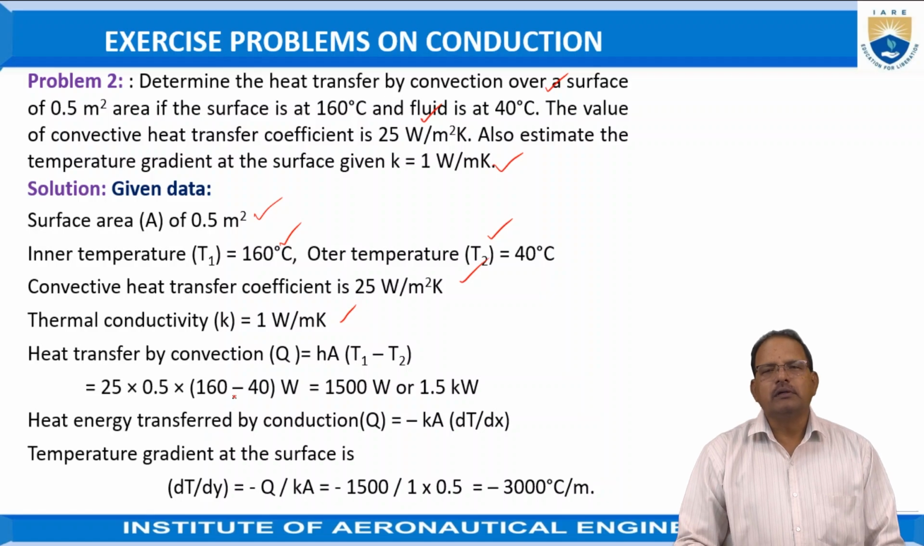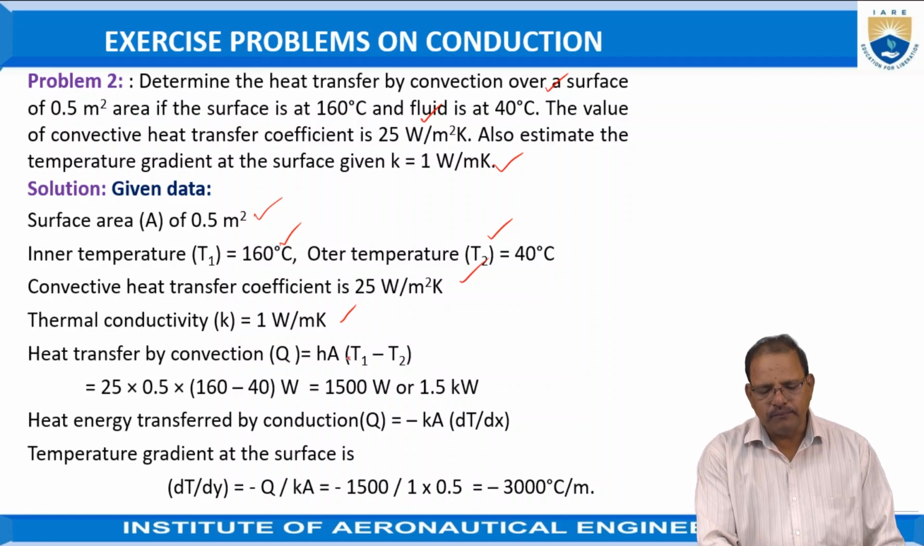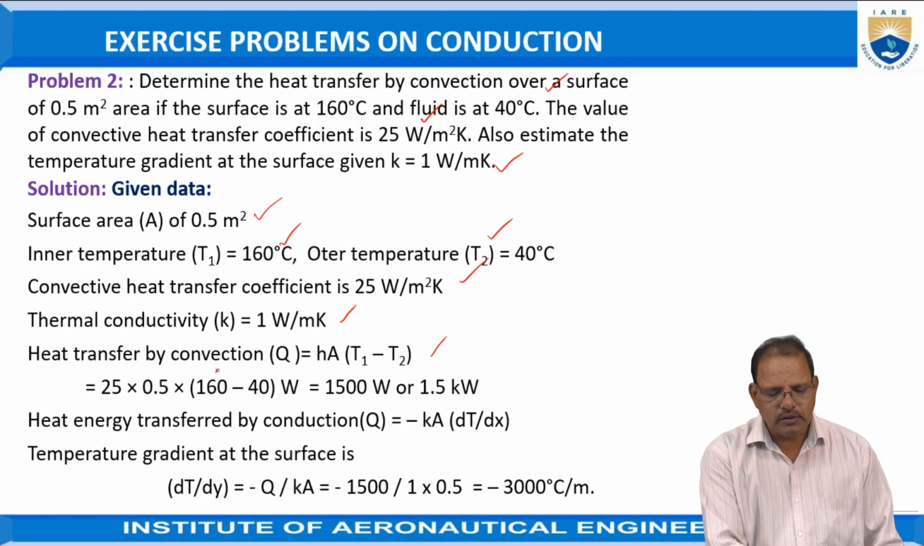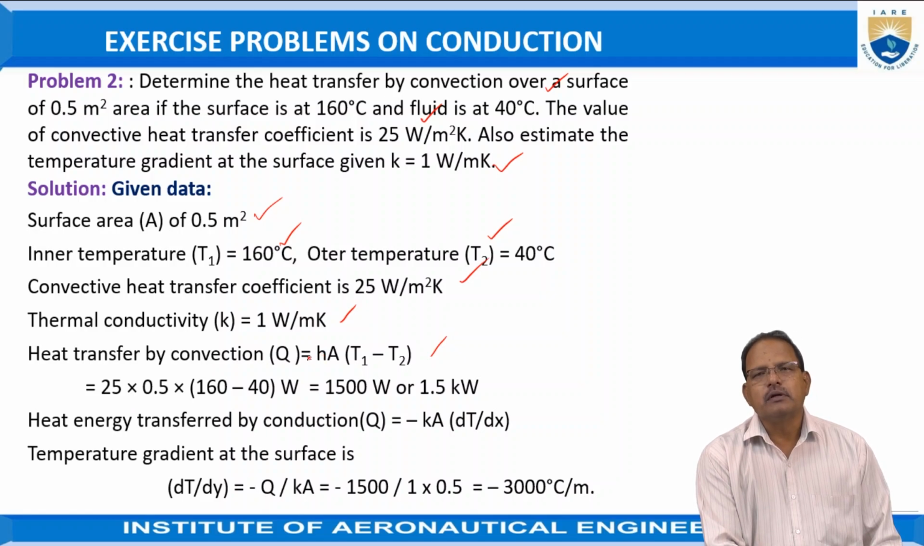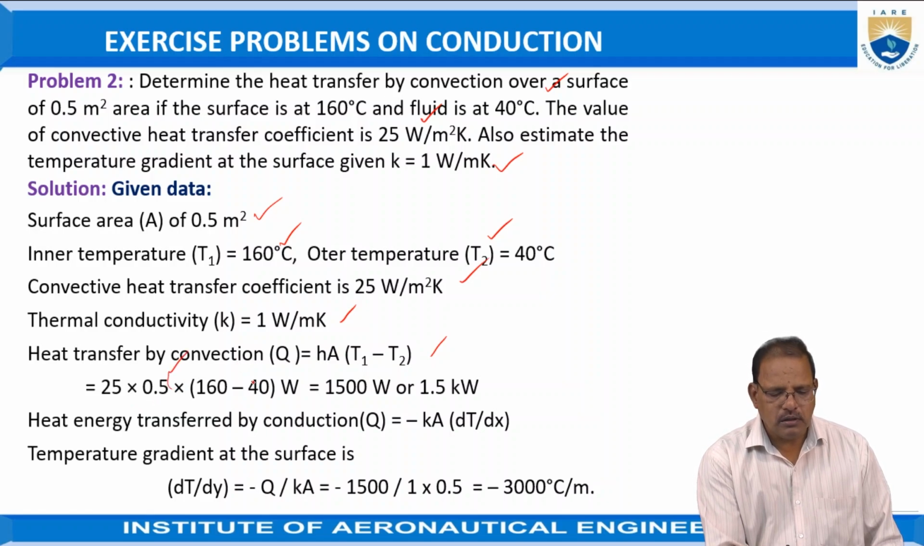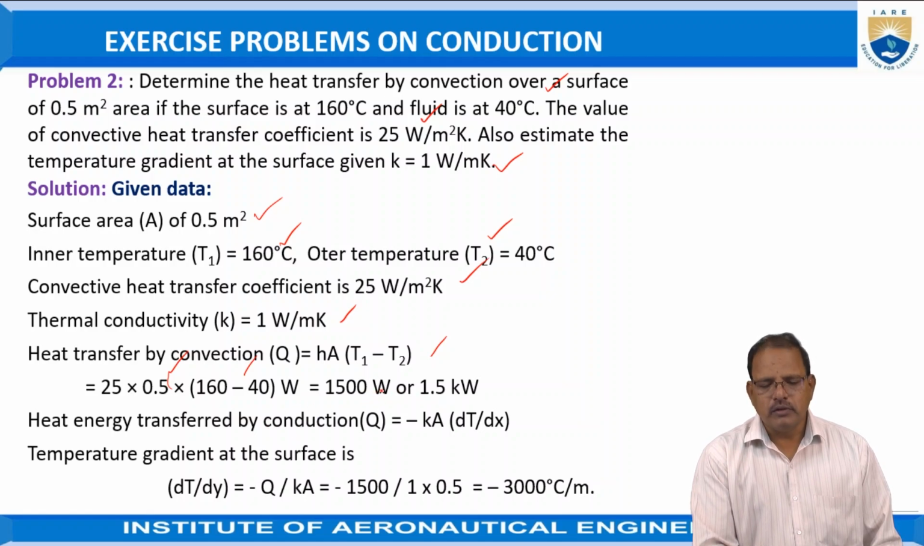Here the heat transfer is by convection, because the heat energy is flowing by the convection process, which is given by h into A into T1 minus T2. Okay, from this relationship, h, the convective heat transfer coefficient, is equal to 25, A is the area of the cross section, 0.5, and the temperature difference is 160 minus 40, which gives 1500 watts, that is 1.5 kilowatts.